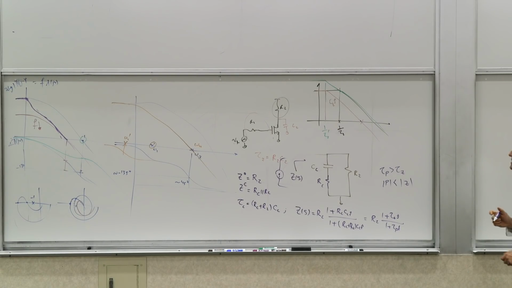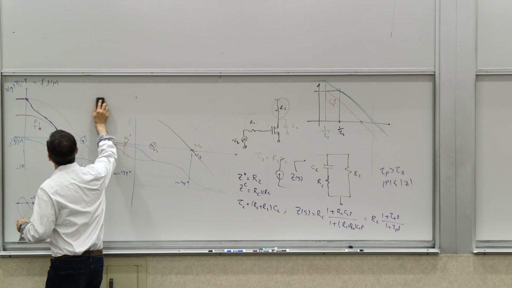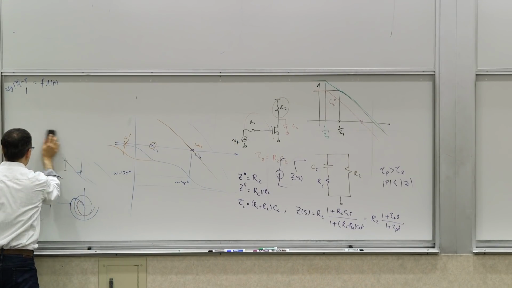So if you were to use this to compensate an amplifier, how would you do that? So let's try to make something a little bit more specific.